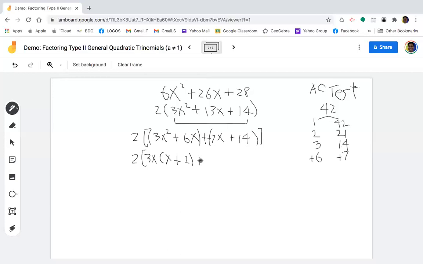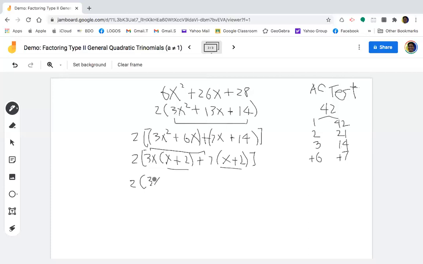Plus, now the GCF for the second pair is 7. Let's factor out 7. And then we have x plus 2. Now you'll notice that these binomials are the same. It's a common binomial, so we can factor it out. All right. Let's factor out the binomial and put these two together. So we put this and this together. Let's do that. All right.